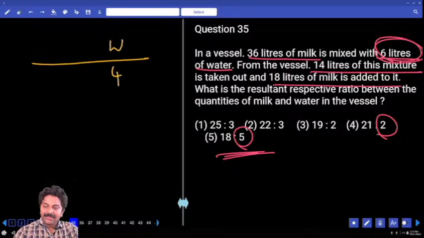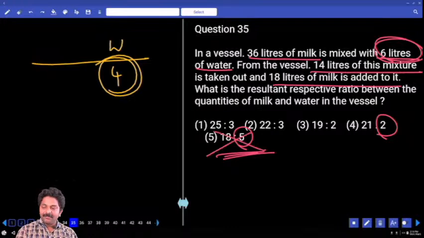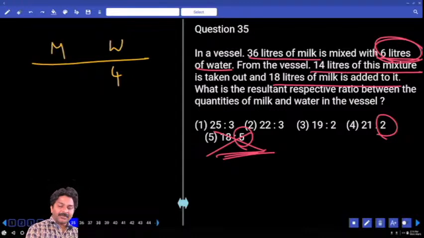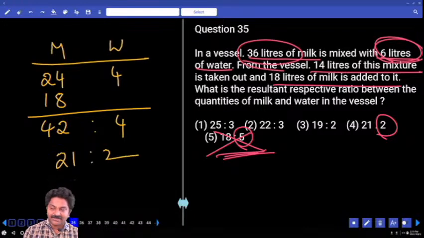And then 18 liters of milk is added. So there is no change in water component. Water in final container should be 4 liters only. Is it a multiple of 5? So fifth cannot be your answer, fourth final answer. Got it? If you want to calculate milk, out of 36 liters, 1/3, which is 12 liters goes out. Remaining is 24. And then we are adding 18 liters of milk. So 42 liters of milk we have, 4 liters of water we have. Simplified ratio 21:1, fourth option.